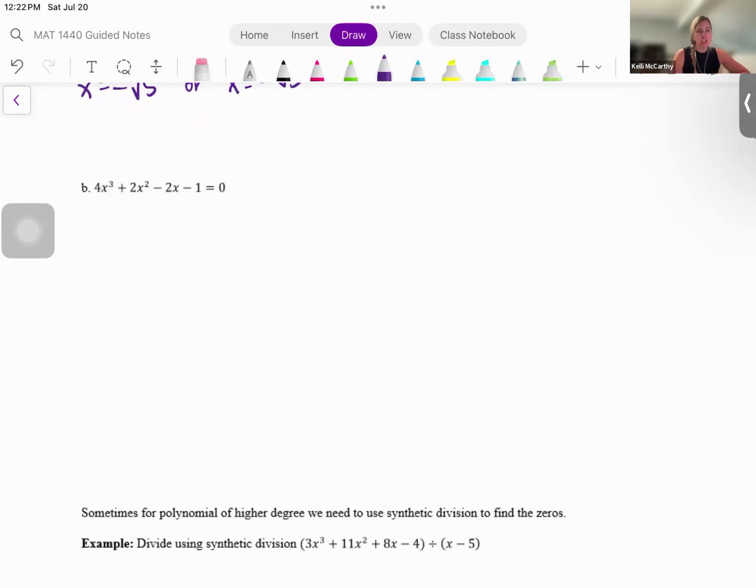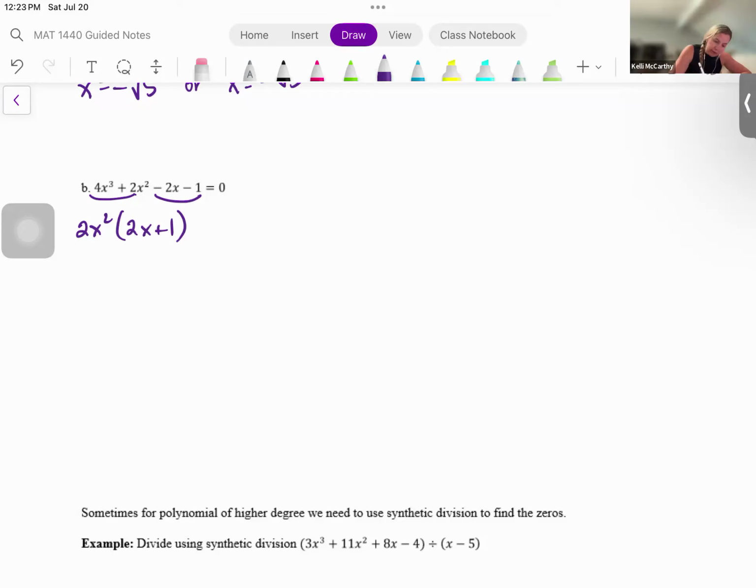4x cubed plus 2x squared minus 2x minus 1 equals 0. Here we've got a polynomial of 4 terms. We're going to try factoring by grouping. We're going to keep them grouped exactly the way they are. You could rearrange your terms if you felt like it was going to be easier to factor that way. So from our first grouping, 4x cubed plus 2x squared, we can factor out a 2x squared. And when we divide 2x squared out, we get 2x plus 1.